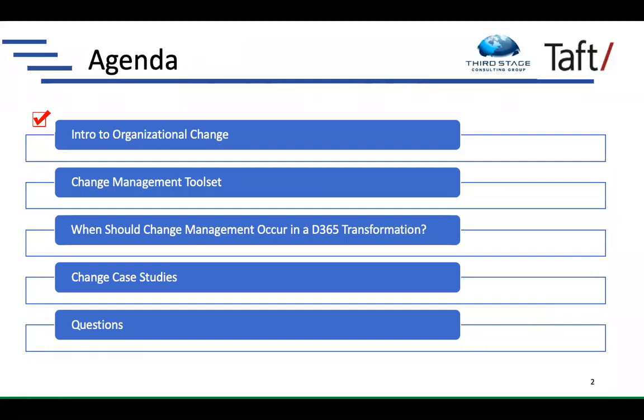So the agenda for today, we'll first get into an intro to organizational change. What exactly does it mean? It's a pretty broad term that can be interpreted a number of different ways. So we'll talk about what change management means, and then we'll get into the change management tool set and talk a little bit about the different tools that we typically recommend clients use during their transformations. And then talk about when change management should occur in a D365 transformation. And then time permitting, we'll get into a few examples and case studies.